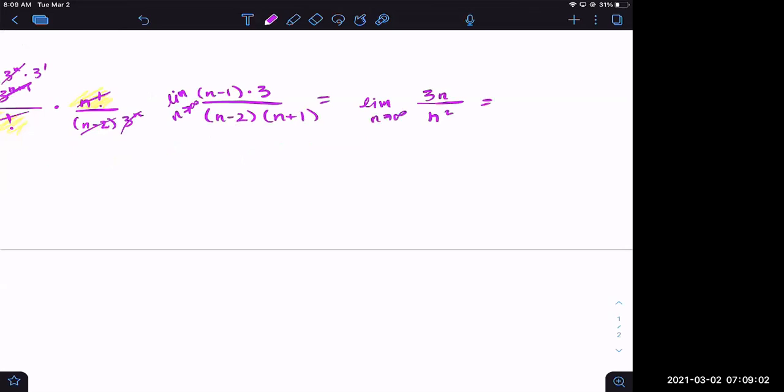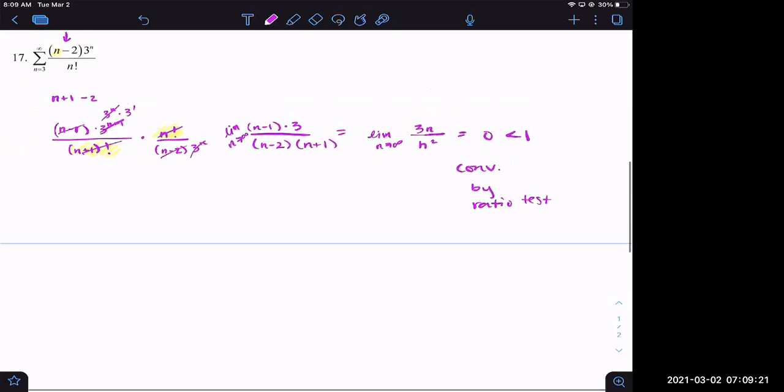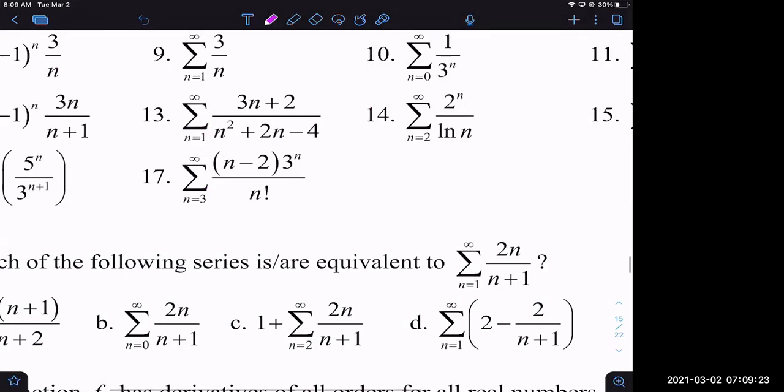But what's that? What is it? It'd be just going to 0. Good. It's just going to 0 because it's bottom heavy. Anytime it's bottom heavy, it's going to be 0. 0 is less than 1, so it converges by ratio test. And we're going to do a lot more ratio tests today too, so you get more practice.